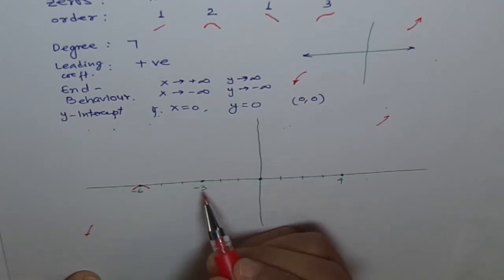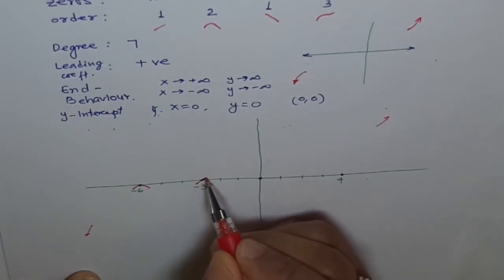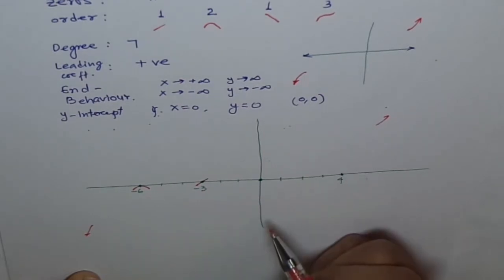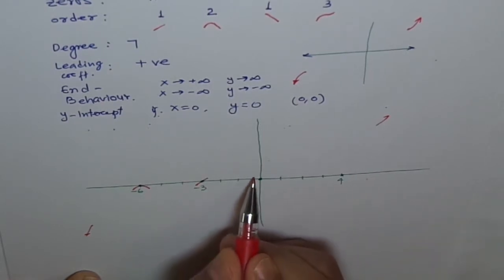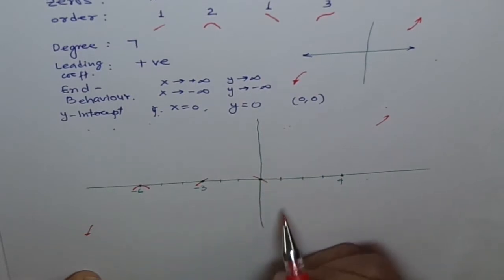At minus 3, we have a zero whose order is 1. It acts like a straight line. So at minus 3, it will cross the x-axis in this fashion, like a straight line. How about at origin? At origin, also, the order is 1. So it will come back like a line, right?